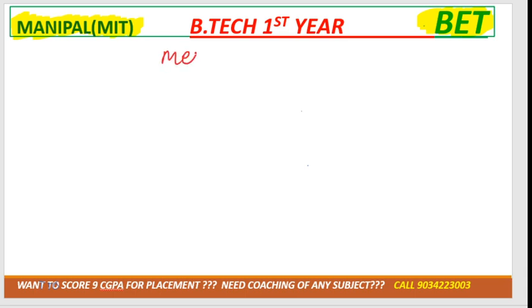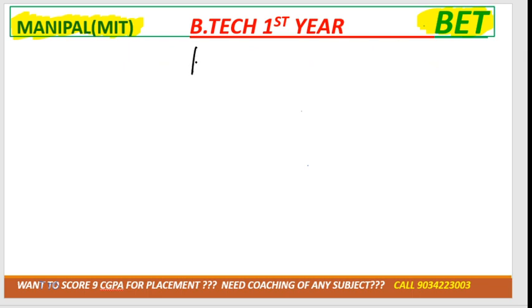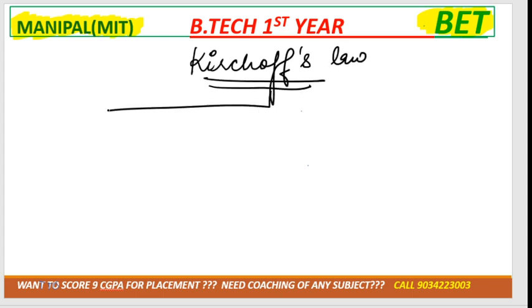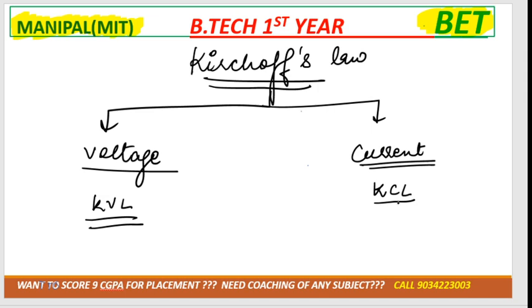So the very first topic I'm teaching you is mesh current analysis, right? So see how, what is this basically? There is a scientist, that scientist's name is Kirchhoff. Okay, and based on his name he gave 2 laws. One law is based on voltage and another law is based on current, right? The law which is based on voltage is known as Kirchhoff voltage law, and the law which is based on current is known as Kirchhoff current law, right? Clear?